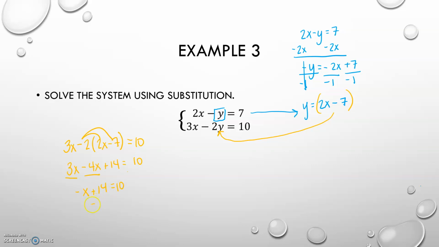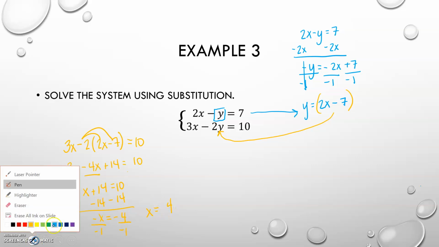And now to get x by itself, I'm going to subtract 14 from both sides. And then I'm going to divide by negative 1. So I would get x equals negative 4, or no, sorry, positive 4.